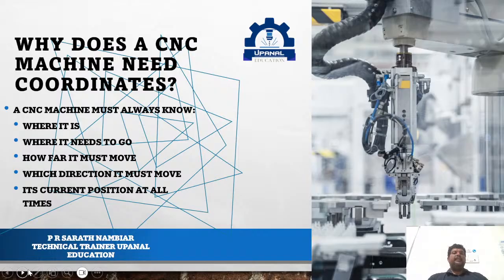So, why does a CNC machine need coordinates? CNC machines use coordinates just like we humans do. It uses the coordinates to know where it is, where it needs to go, how far it should move, which direction it should move, or its current position. All these things are calculated by the coordinates. So let's dig deeper into this.